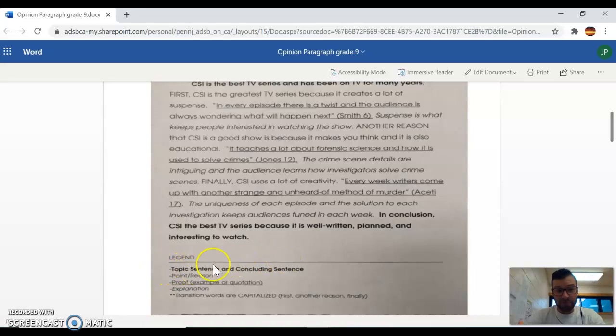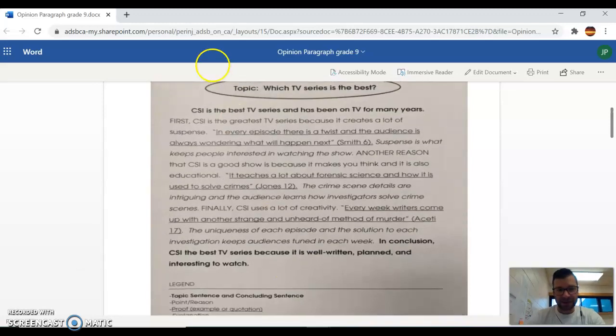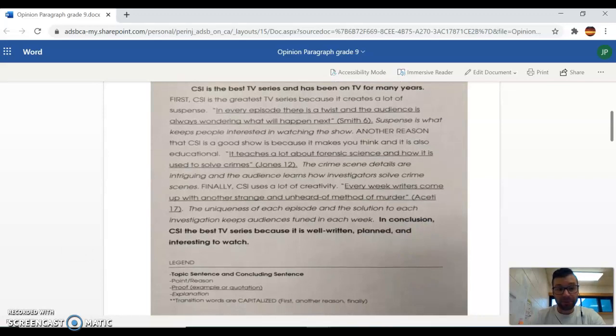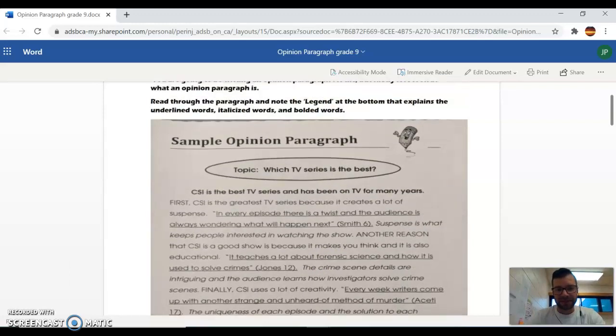So the bolded typing here is the topic sentence and concluding sentence. So we look, the topic sentence is CSI is the best TV series and has been on TV for many years. And the concluding sentence right there. Proof, or your example, or your resource is going to be underlined. Explanation is italicized, and transition words are capitalized first. Another reason, and finally.